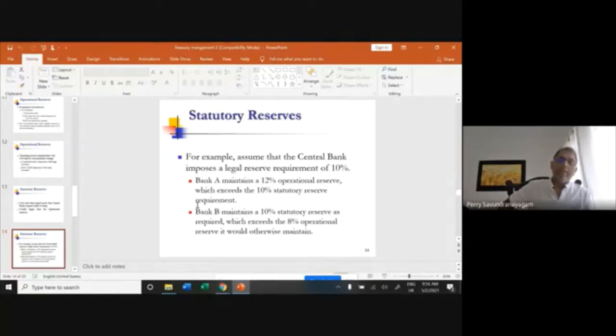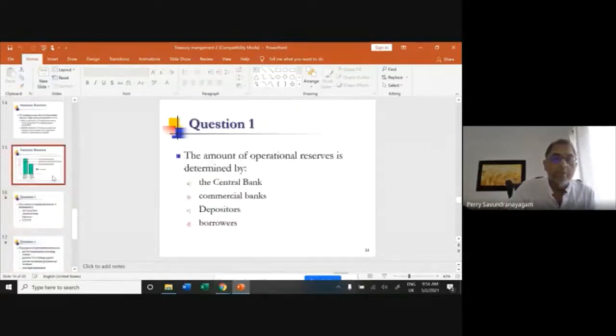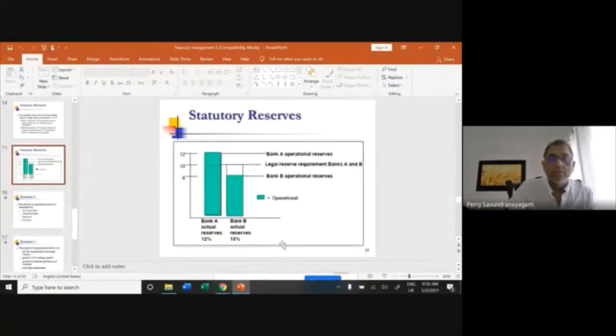The second bank has only an 8% requirement. In other words, its operational requirements are very low. There are overheads and other requirements that they have, but the next is only 8%. But the central bank requires them to keep 10% anyway, so they have to keep a reserve of 10%, which exceeds their operational requirements. So if you look at the slide, you will understand it.